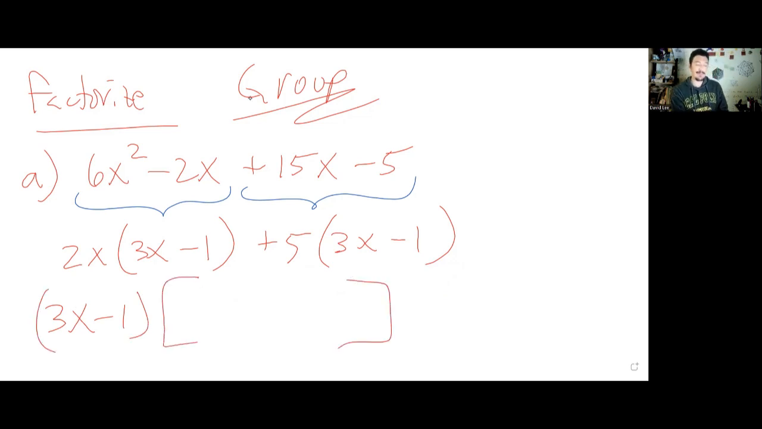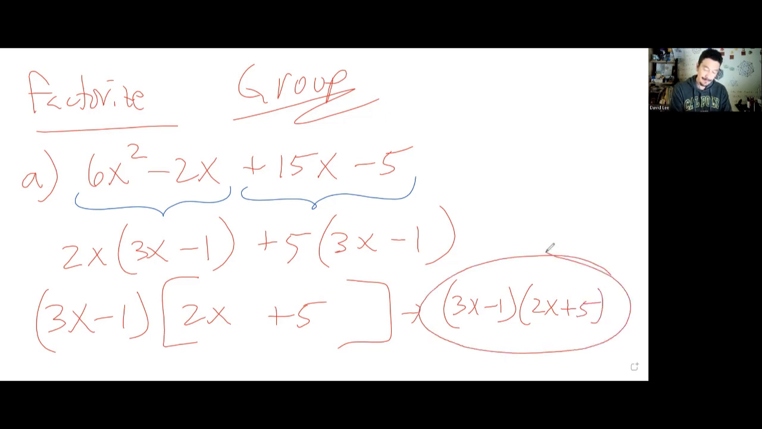So if you take out 3x minus 1 from this first cluster, you're left with 2x. If you take the 3x minus 1 from this second cluster, you're left with positive 5. And this is our final answer, but maybe we could write this down without the brackets, just use parentheses instead. So final answer, 3x minus 1 times 2x plus 5.